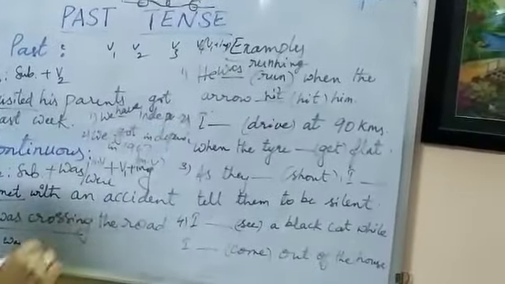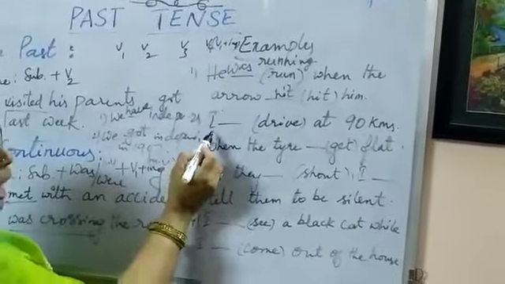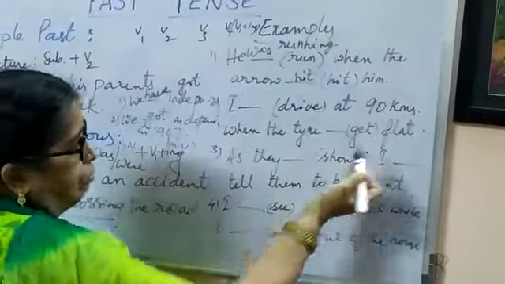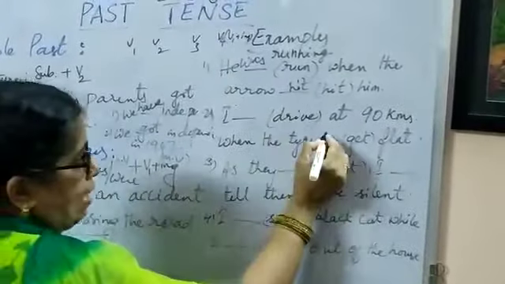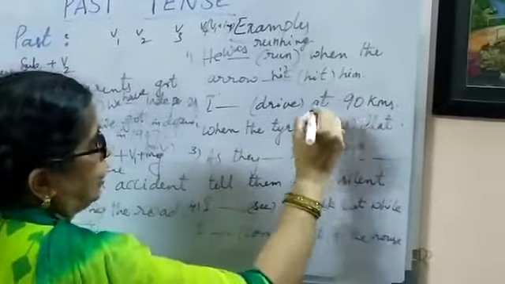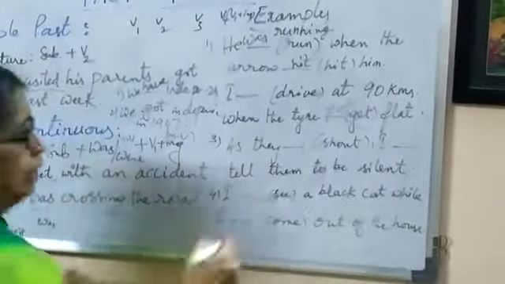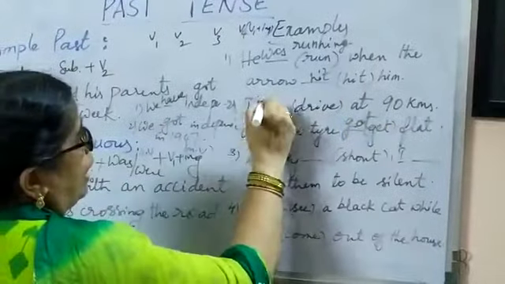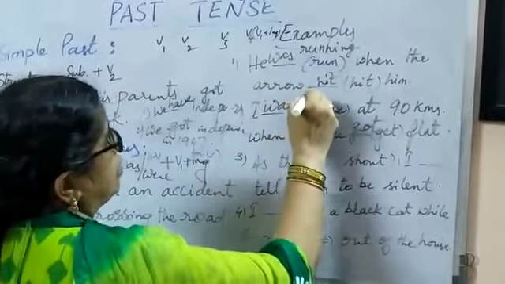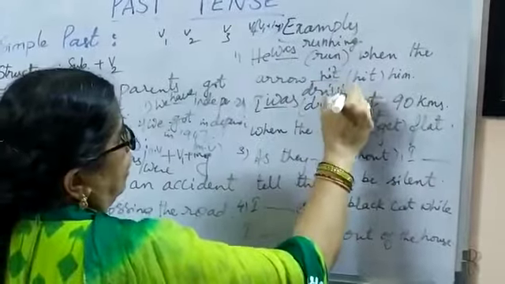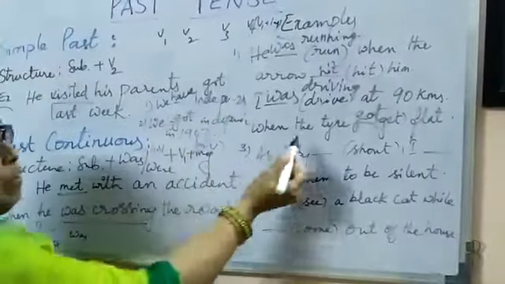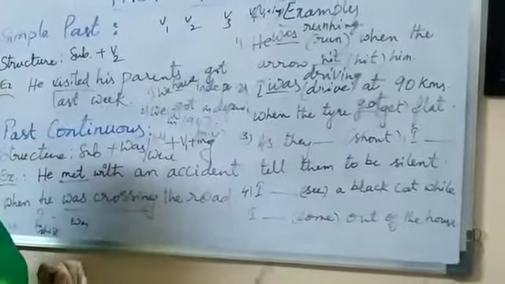Got it? Now coming to the second example. I dash drive at 90 kilometers when the tire dash get flat. Here also in the same way, the tire got flat, when I was driving. Compulsory, this action was ongoing at the time this action happened.